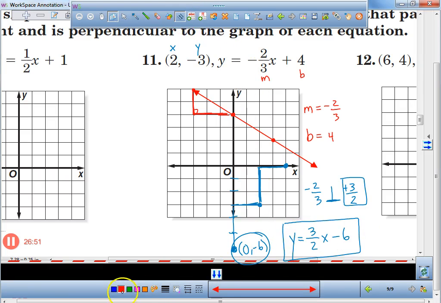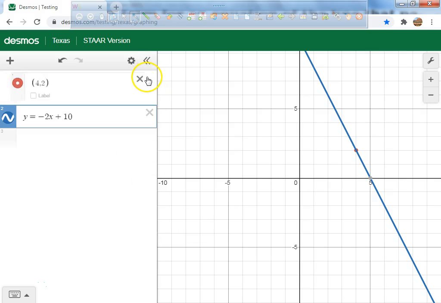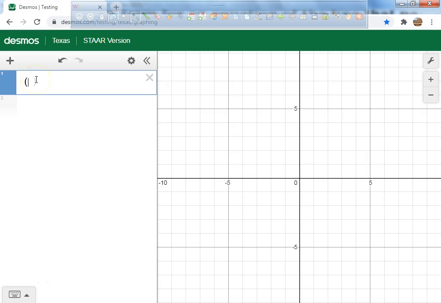Now, how could you check to see if you actually got it correct? You could type it into Desmos and make sure it passes through 2, -3, which is this point right here. So right now, if you would please, type in 2, -3. I'm clearing this out. We're typing in 2, -3.